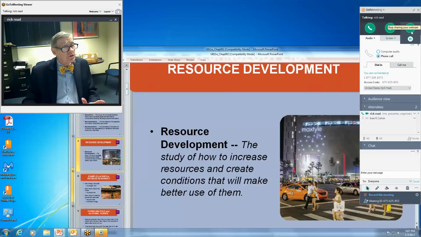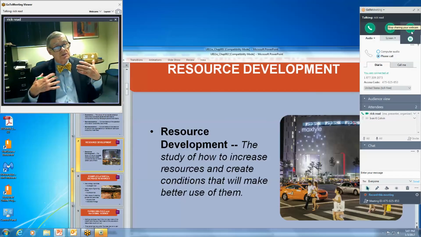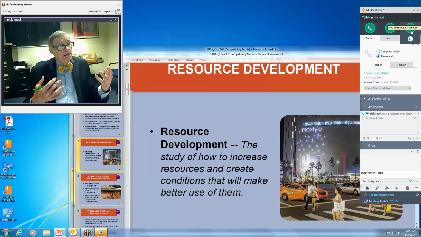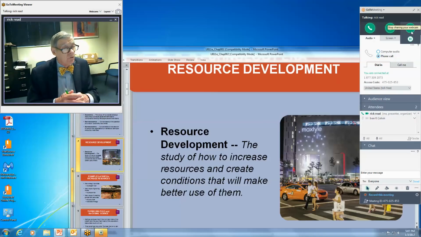This is resource development, how we're able to increase resources. Now, that's somewhat of an oxymoron because many of the resources we use are finite, meaning that we may have an abundance now, but it's not going to be an abundance forever. And we need to create conditions so that we will be able to make better use of what we have.